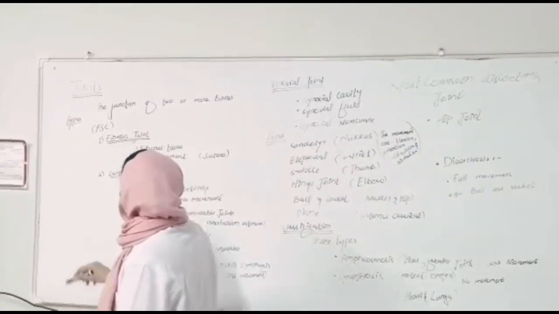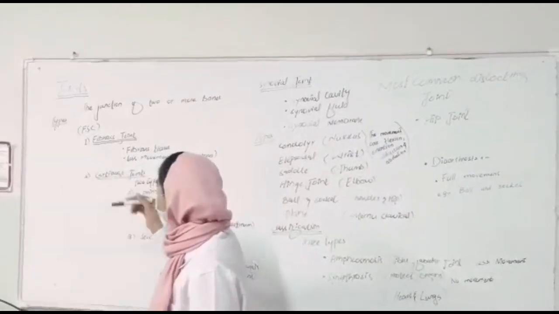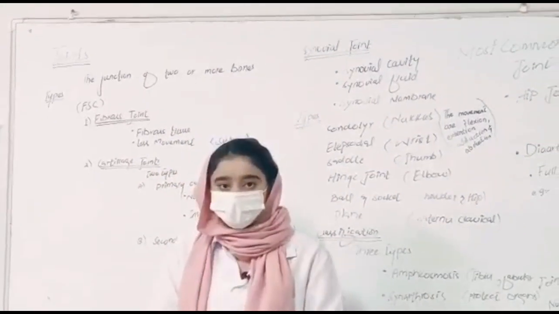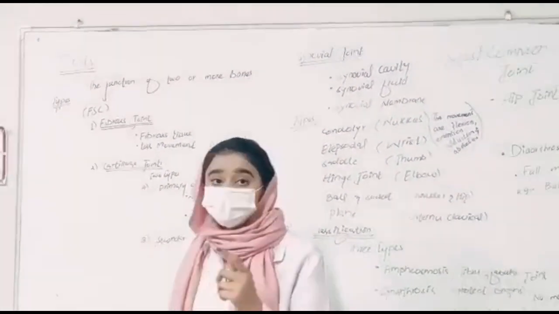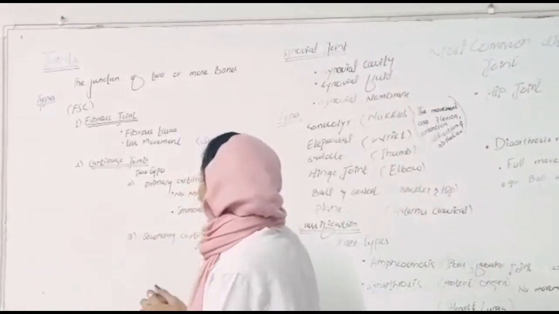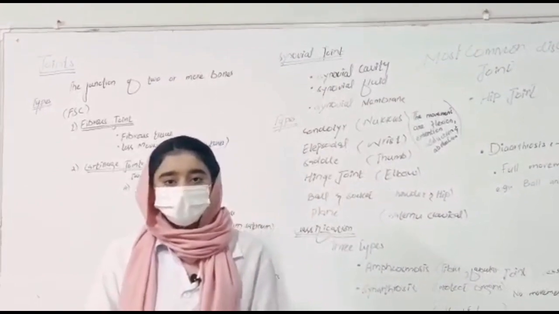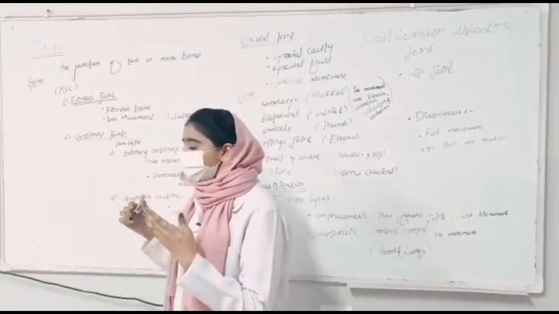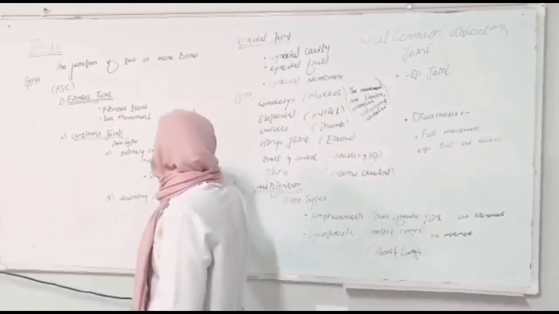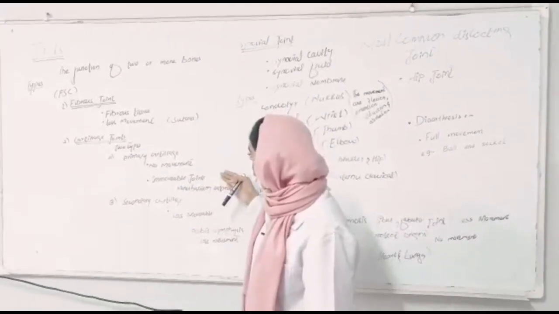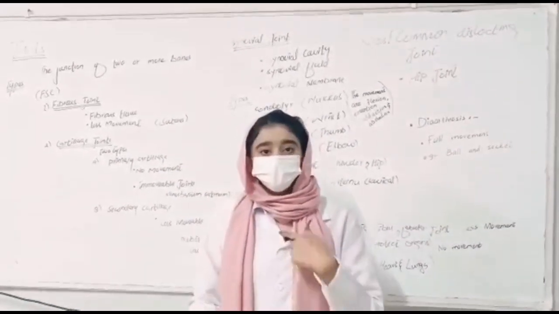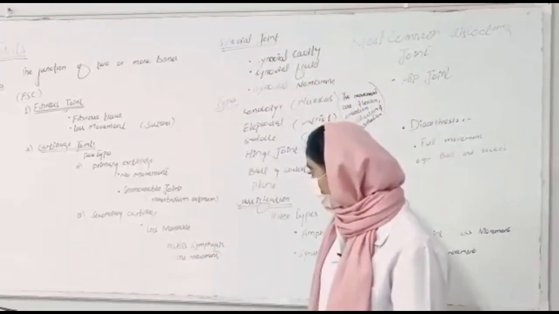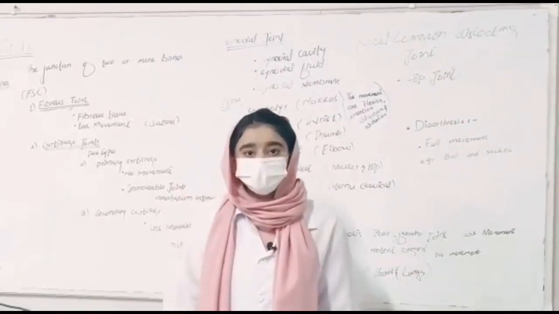There are three types of joint, FSC. F stands for fibrous joint, S for synovial joint, and C for cartilaginous joint. Fibrous joint has fibrous tissue and less movement, for example sutures in the human skull. Cartilaginous joint has cartilage and is of two types: primary and secondary. Primary cartilaginous joints are immovable, for example the manubriosternal joint. Secondary cartilaginous joints have less movement, for example the pubic symphysis.